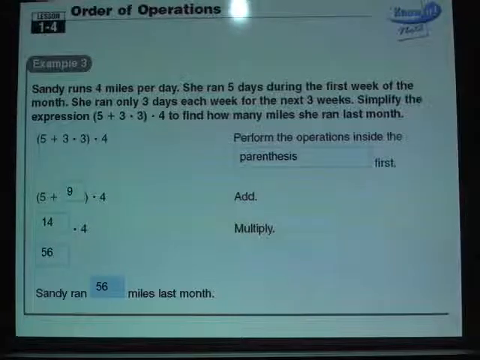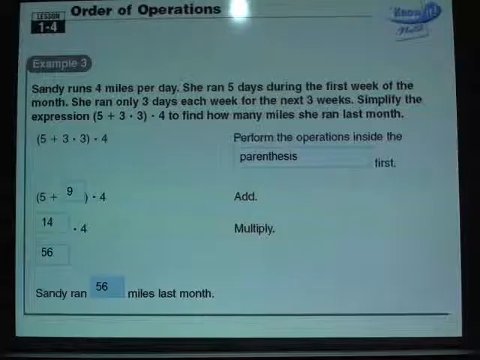So let's go ahead and take a look now at example 3 here. It says that Sandy runs 4 miles per day. She ran 5 days during the first week of the month. She ran only 3 days each week for the next 3 weeks. We're supposed to simplify the expression (5 plus 3 times 3) times 4 to find how many miles she ran last month.